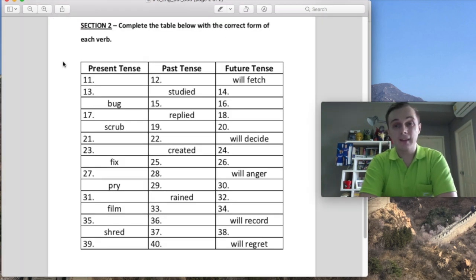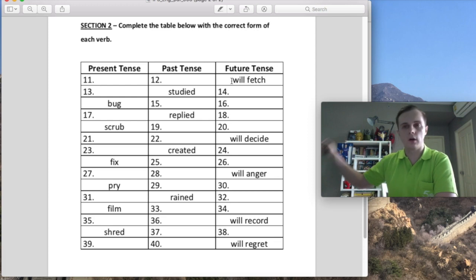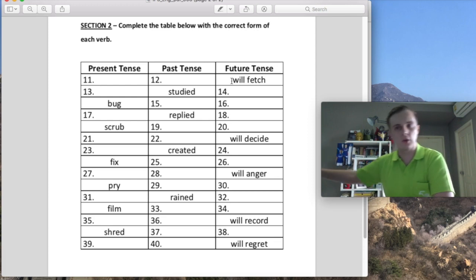Section 2 is a little bit more difficult, but I think you should still be able to do it. You should have 3 columns, present tense, past tense, and future tense. Then on each row, there's 3 spaces, one of which has been filled out. You need to fill out the other 2. So you've got this verb, will fetch. Fetch means like you throw a ball or a stick and a dog will chase it and then bring it back to you. So, how do we write will fetch in the present tense?